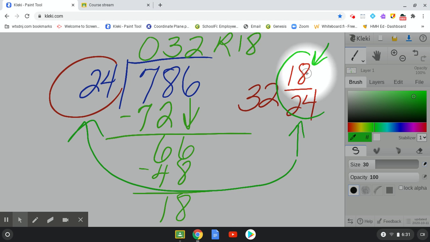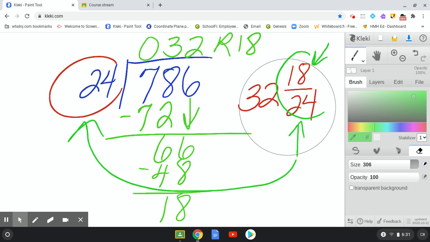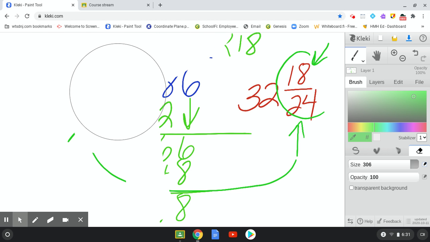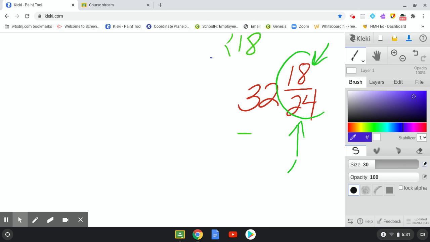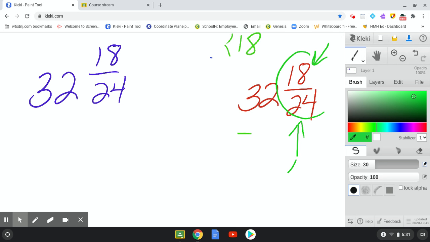And I noticed that 18 and 24 are both even, so I know these are both divisible by 2, so I know I can simplify my answer. So let's go ahead and start simplifying, just so we can practice that. So right now my answer is 32 and 18 24ths. I'm going to simplify. I'm going to divide both by 2 because I know I can cut them in half.